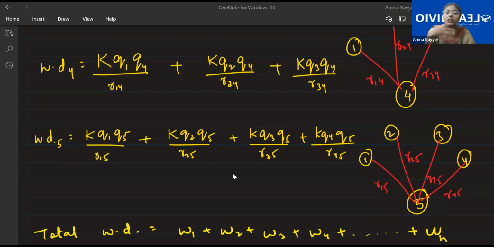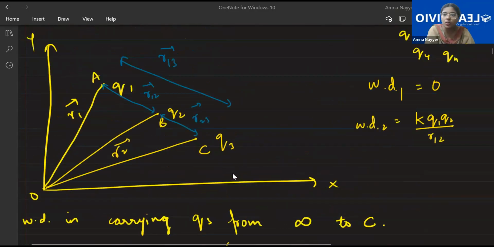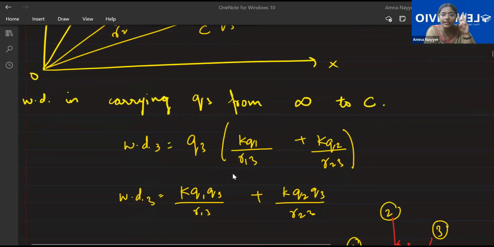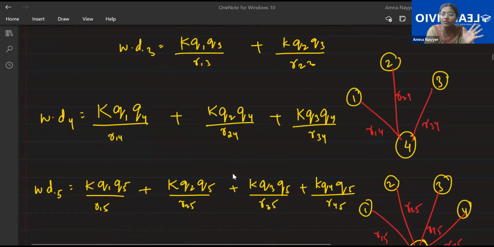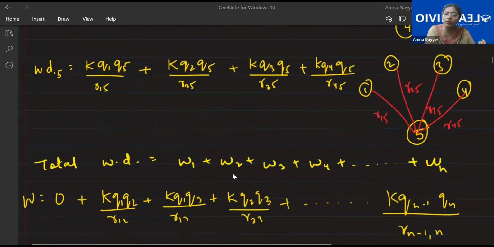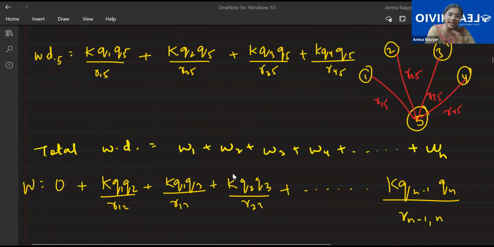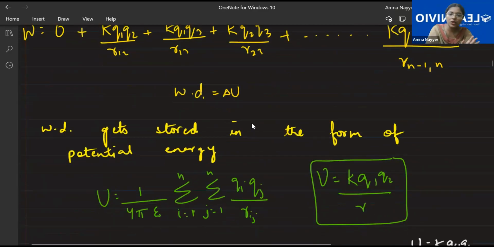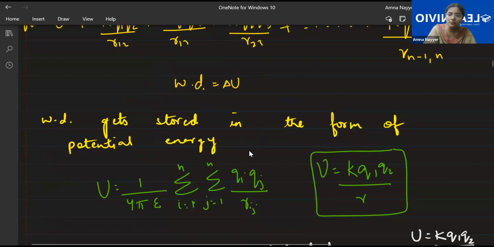See, now when I want the total work done, I have to add all of these: work done 1, then work done 2, then work done 3, then work done 4, then work done 5, right? Total work done will be like this. So remember the method. All these work done will be added, and the entire work done will again be stored in the form of potential energy. So you remember it like this.